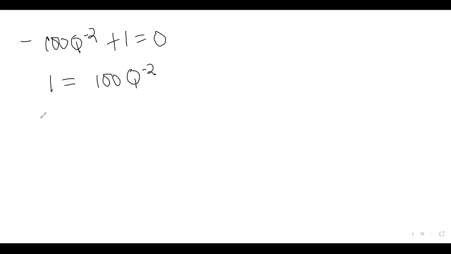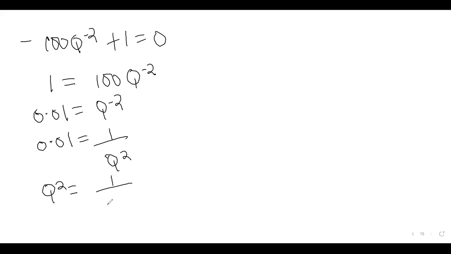Now, when you solve this, if we divide both sides by 100, you get 0.01 is equal to Q raised to the power negative 2. This is the same as saying 0.01 is equal to 1 over Q squared. So cross multiply, we have Q squared is equal to 1 over 0.01. So Q squared is equal to 100, and if you find the square roots of both sides, you have Q equal to 10, okay?